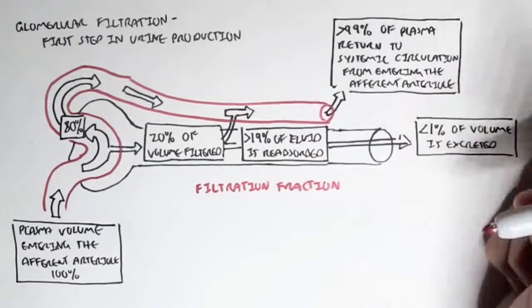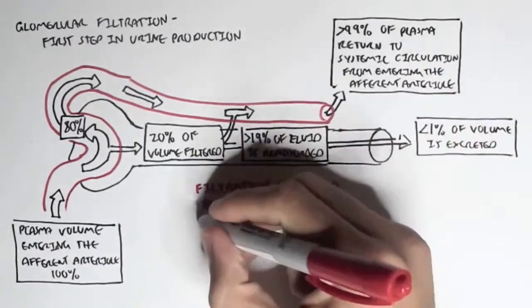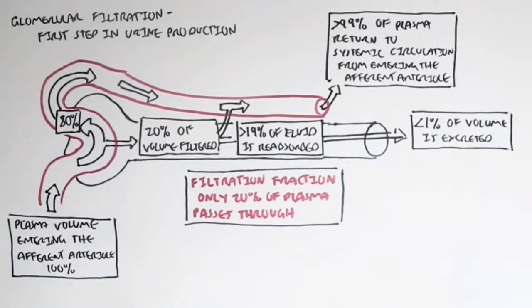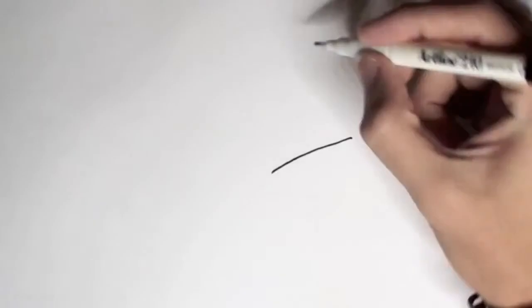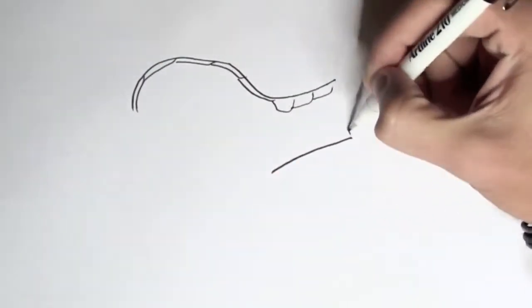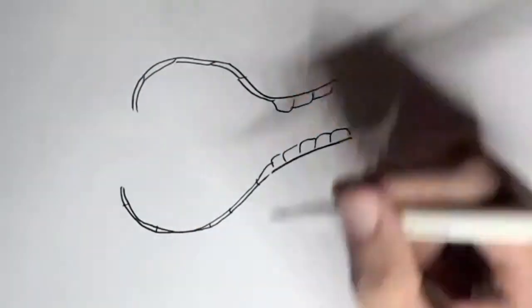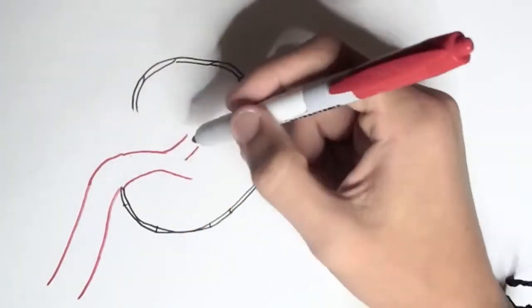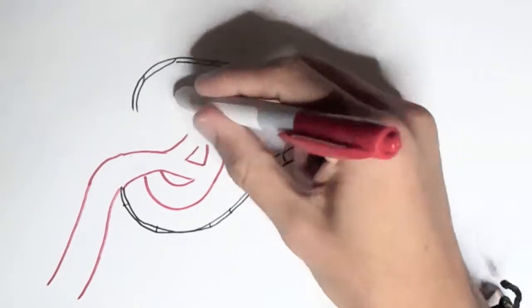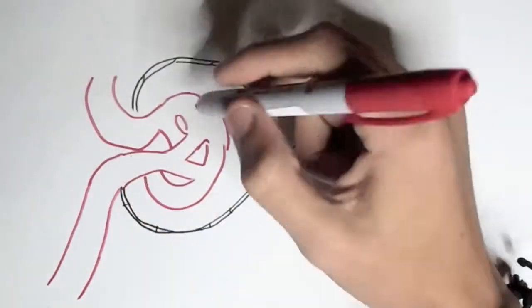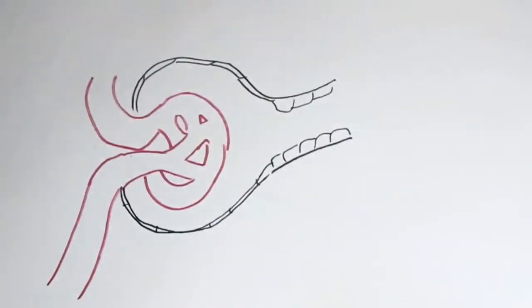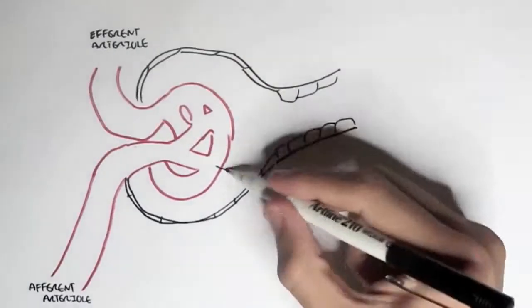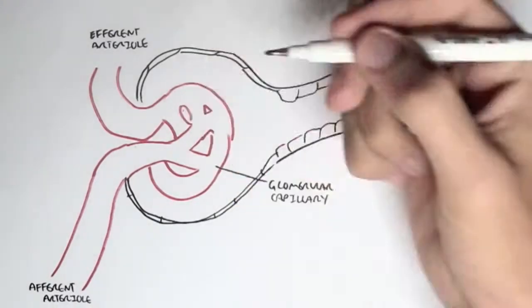An important terminology to know is filtration fraction. Filtration fraction is the amount of plasma filtered from the glomerulus into the nephron, and this is 20%. Now let's look at how the substances actually get filtered from the glomerulus into the nephron. So here I'm drawing the afferent arteriole and the efferent arteriole. The afferent arteriole coming in and the efferent arteriole going out of the Bowman's capsule. Here are the glomerular capillaries, and this is the Bowman's capsule.